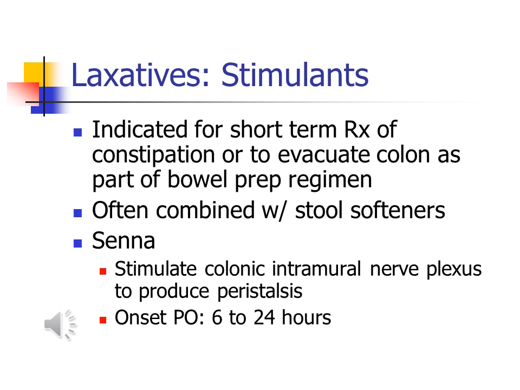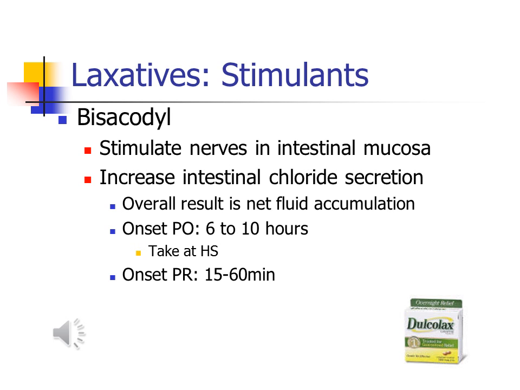Senna acts to stimulate the colonic intramural nerve plexus, which then produces peristalsis. These have a slightly quicker onset in some cases than the other agents that we've discussed, but on the whole it typically takes about a day for them to work. Bisacodyl is another stimulant laxative that you commonly see used and is also available over the counter. It also stimulates nerves in the intestinal mucosa, and it increases intestinal chloride secretion. So the overall result of this is a net fluid accumulation within the stool, and that fluid accumulation allows for easier passage of the stool.